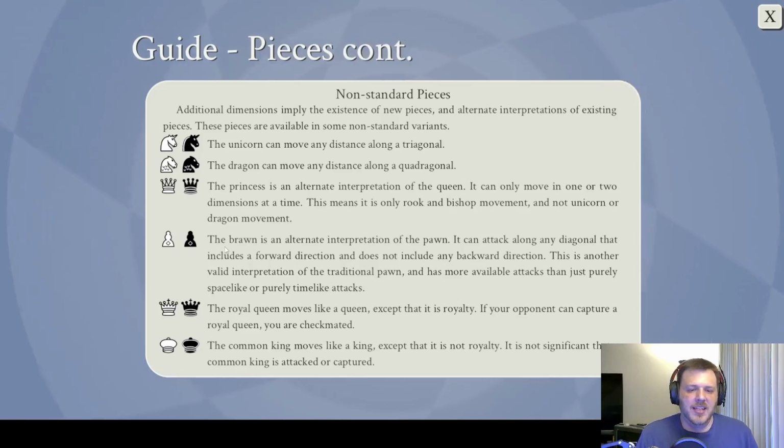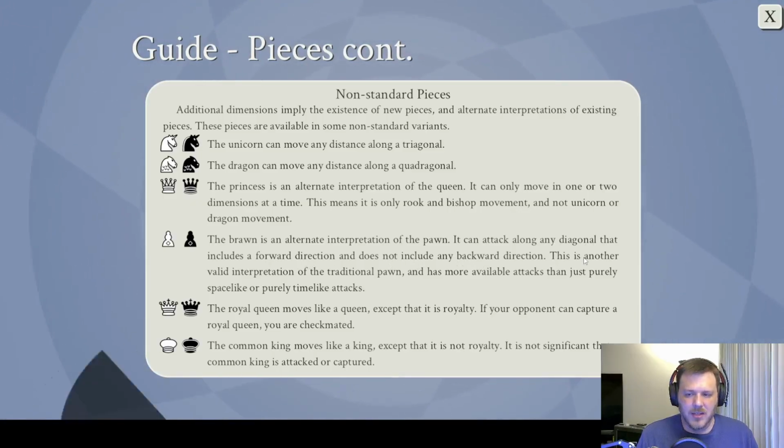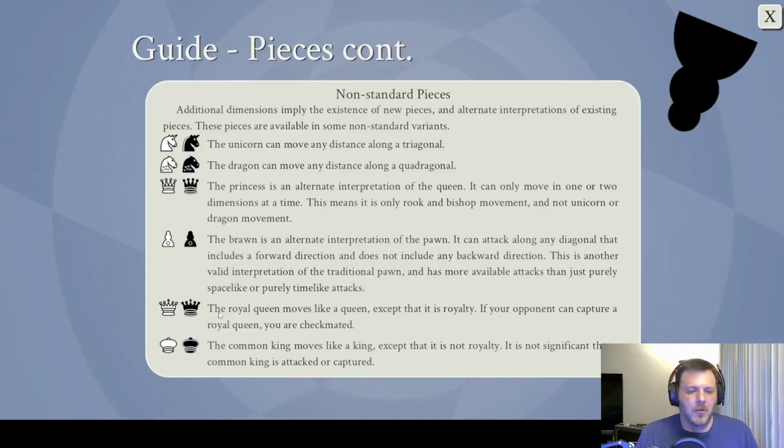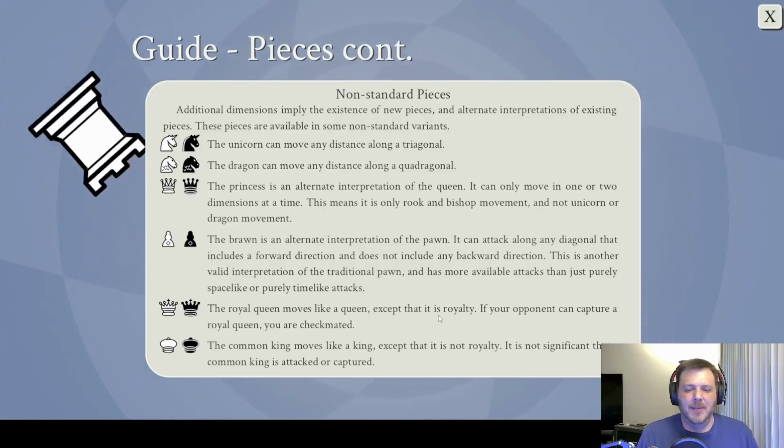The brawn is an alternate interpretation of the pawn. It can attack along any diagonal that includes a forward direction and does not include any backward direction. This is another valid interpretation of the traditional pawn and has more available attacks than just purely space-like or purely timeline attacks. The royal queen moves like a queen, except that it is royalty.